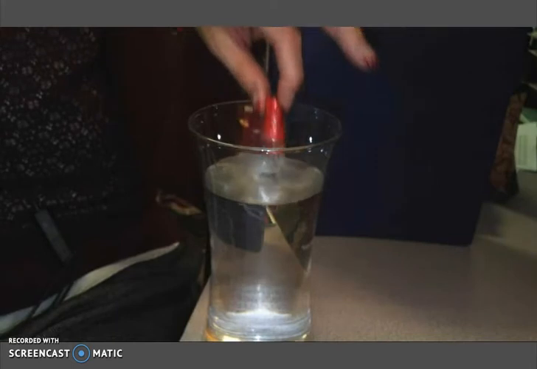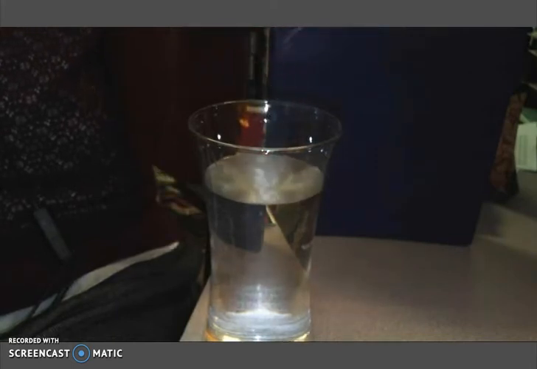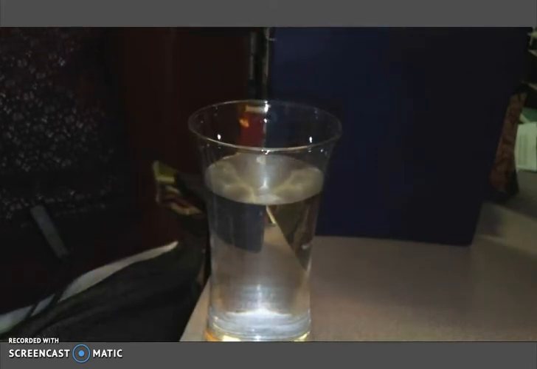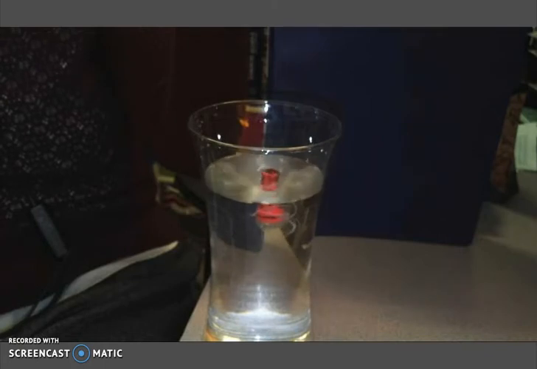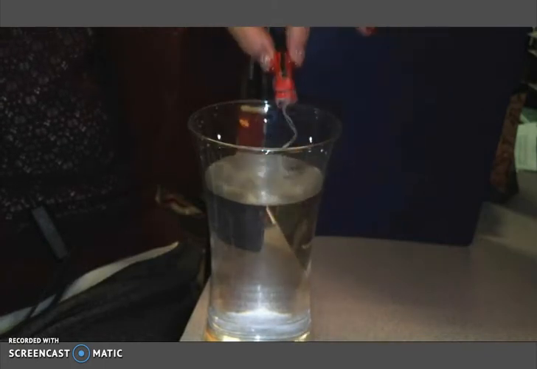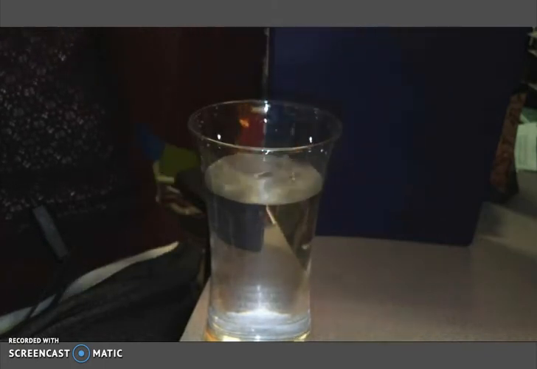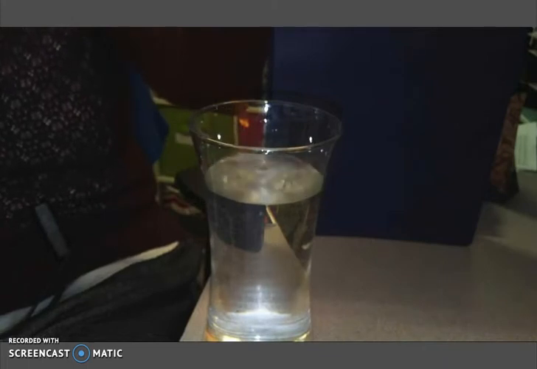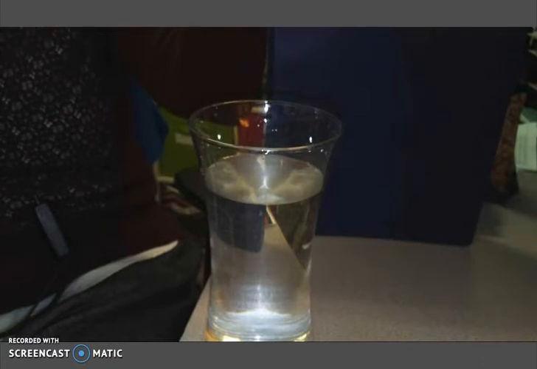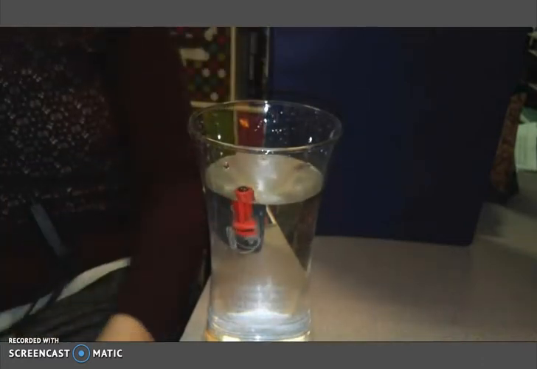Okay. So you're going to do that 5 times. 1, 2, 3. You can experiment a little bit with this. You can start from a little higher height if you want. But make sure you do the 5 trials all the same.